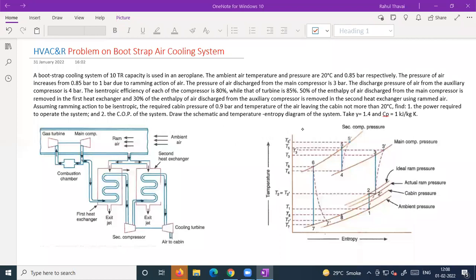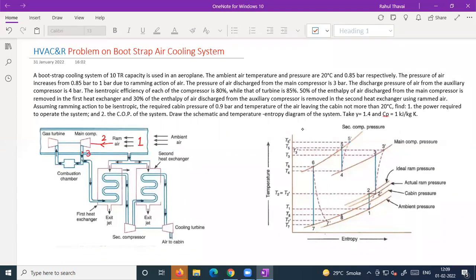So this is a bootstrap air cooling system. You can see the schematic diagram. The ambient air will come at point number 1. Then it will get rammed, and after ramming it will come at point number 2. Then it will get compressed in a compressor, so it will come out at point number 3. Basic points you should be able to locate.